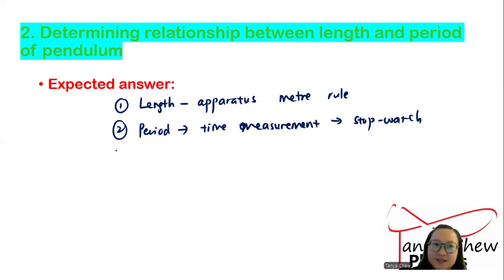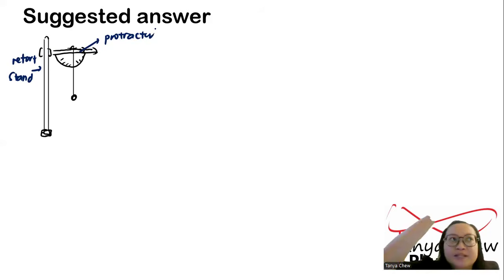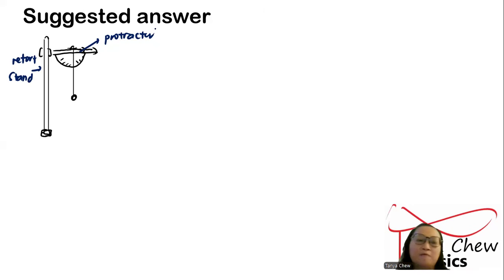And yeah, this is my suggested answer. So I have a retort stand, right? So that I can hang my pendulum bob, right? So I just label this retort stand. Okay, and then this is my protractor. Remember I told you about protractor? Make sure that you displace, because I want to make sure that the angle of displacement of my pendulum bob is the same all the time, right? And then this is the bob, pendulum bob. This is the string, length of the string, right?